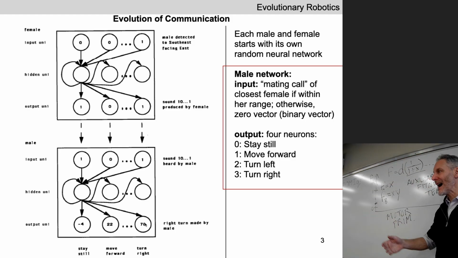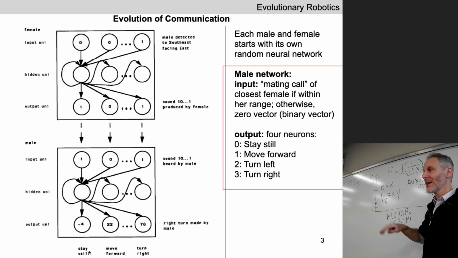These are simple actions that the male can perform. In this cartoon example, the output neuron associated with the motor primitive stay still has a value of -4. The second output neuron, which corresponds to move forward, has a value of 22. They don't show the third output neuron, which corresponds to turn left. The fourth and final motor neuron, which corresponds to turn right, has a value of 78. For this male at this time step, the male would turn right.